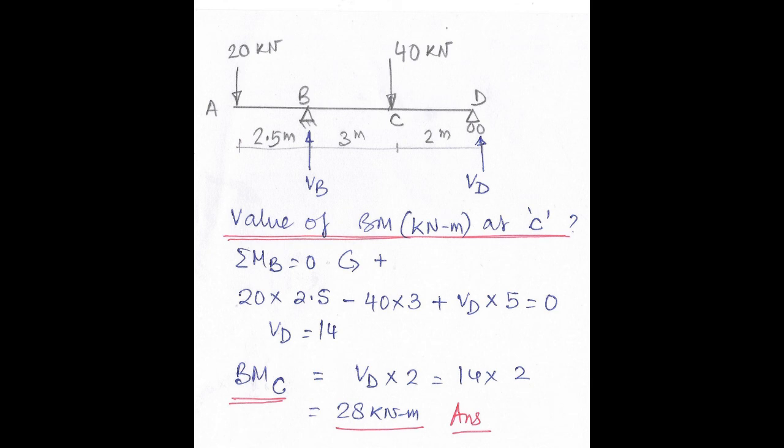And then VD, that is the support reaction at D, multiplied by 5, that means the distance between B and D. So we equate it to 0 and we get the value of VD, that is support reaction at D, as 14. Now what will be the bending moment at C? Bending moment at C will be VD into 2, that means 14 into 2 equal to 28 kilonewton meter.